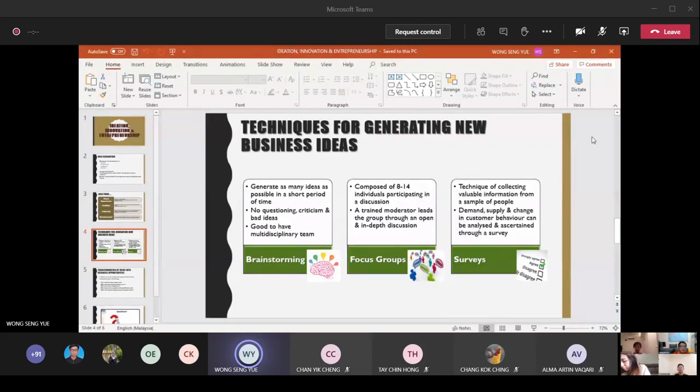At the same time, you can also apply the technique we call focus group. It means you can invite a group of your target customers to come to your company, or even do it online. You ask for their point of view by saying, what are your expectations of the coming products that I'm going to offer you after one month?